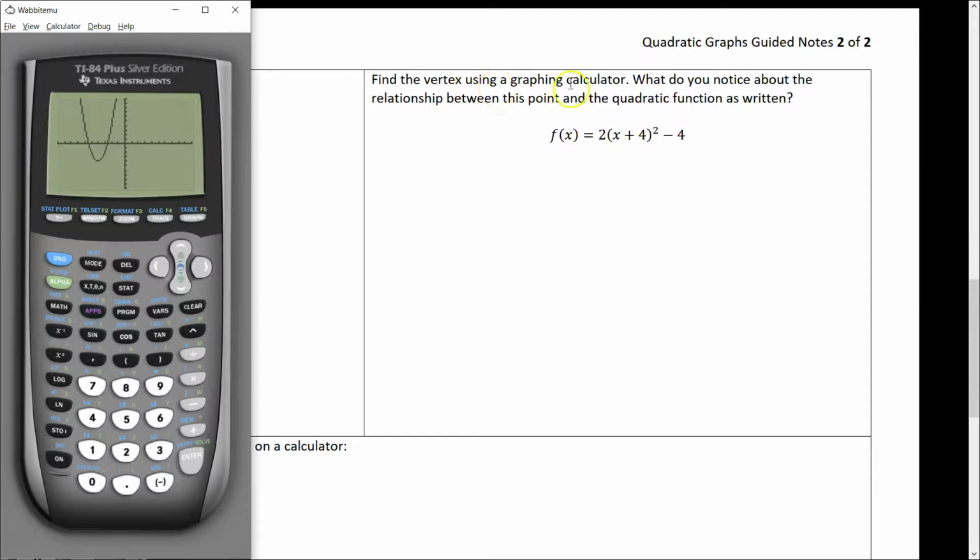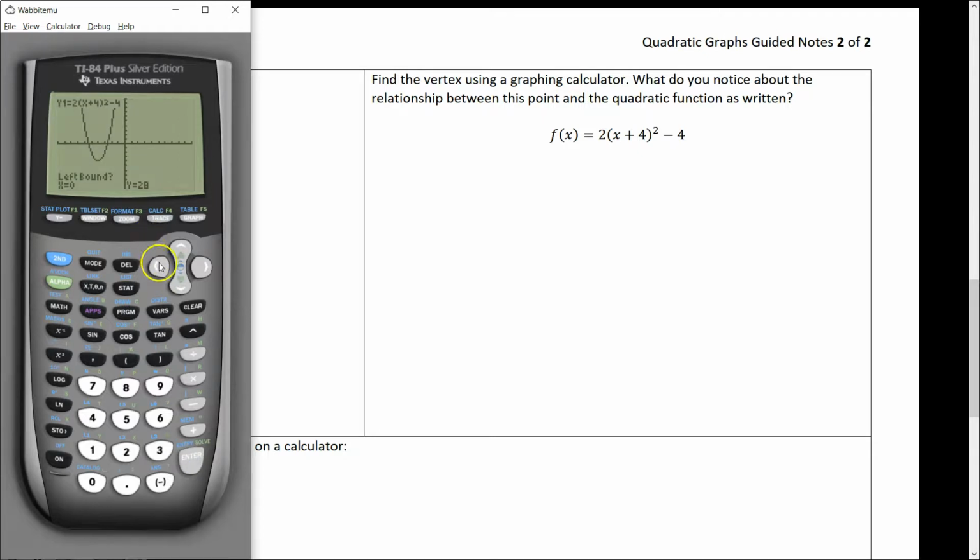And it says to find the vertex using a graphing calculator. So here's how you do that. This is super useful. So I'm going to go second, calc. And then here, remember my graph looked like this. So I'm looking for a minimum value. If it were the other way, opening downward, I'd want a maximum. So again, second, calc, and I'm going to go to minimum.